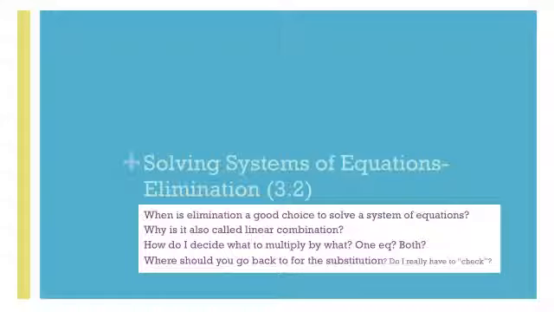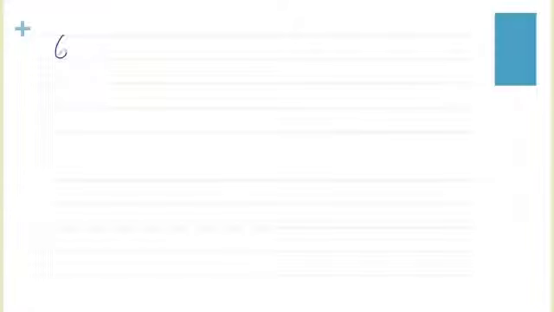How do you decide what to multiply, one equation, both, or what? And where, same question as before, where do you go back to substitute, and do I really have to check? Those are the same answers as the last time.